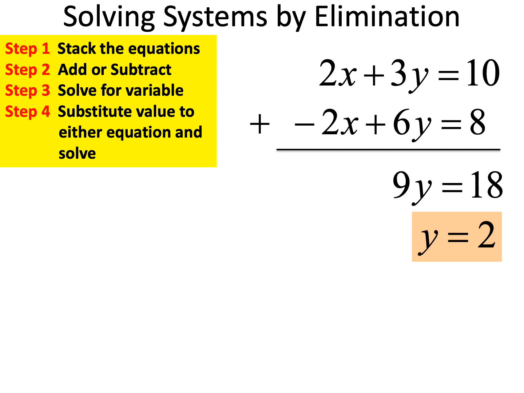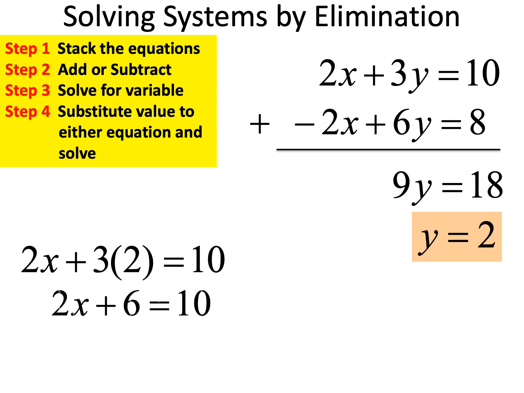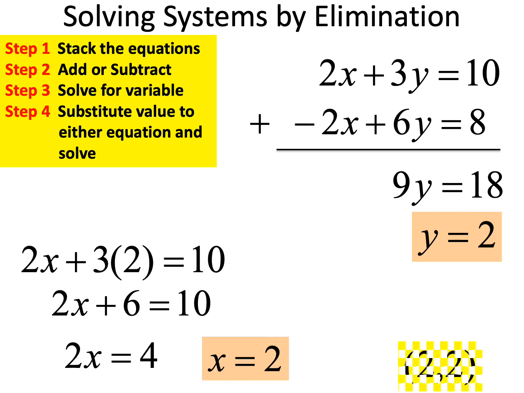Okay? All right, let's see. Which one do I want to substitute it back into? The first one's all positive, so I'll choose that one. So I'm going to let y be the value 2 in the first equation right here. So 3 times 2 is 6. Subtract 6 from both sides. Divide by 2, and we get x equals 2. So final answer, 2, 2.